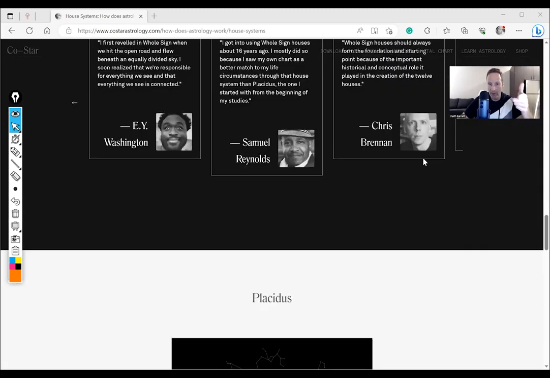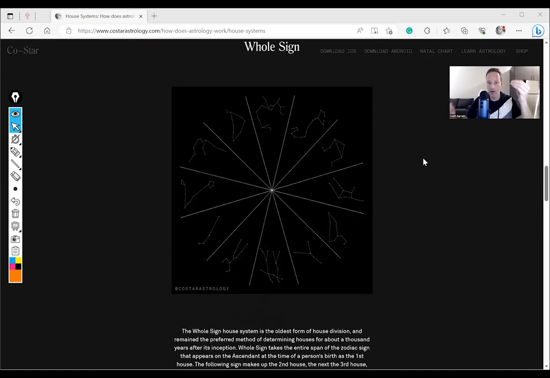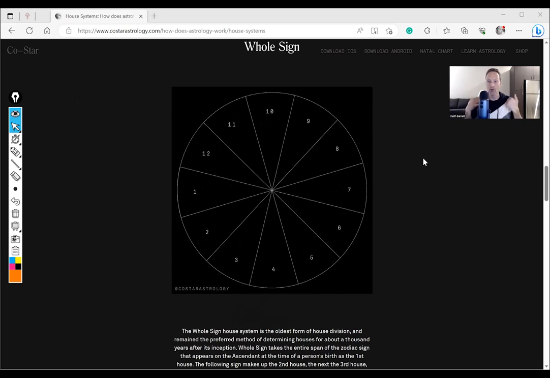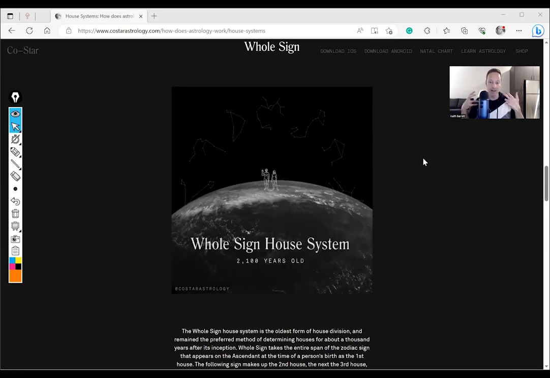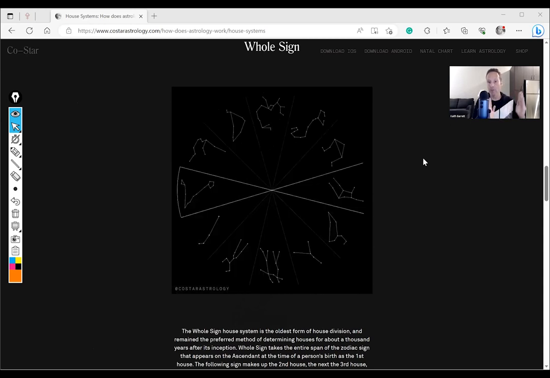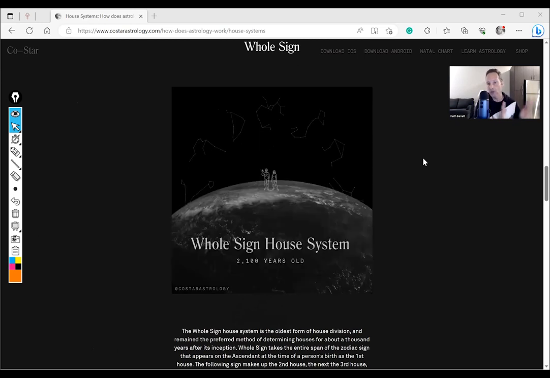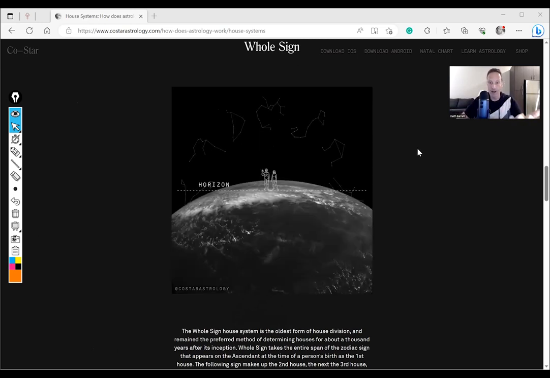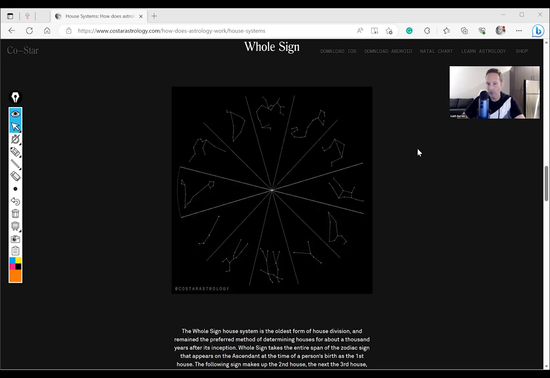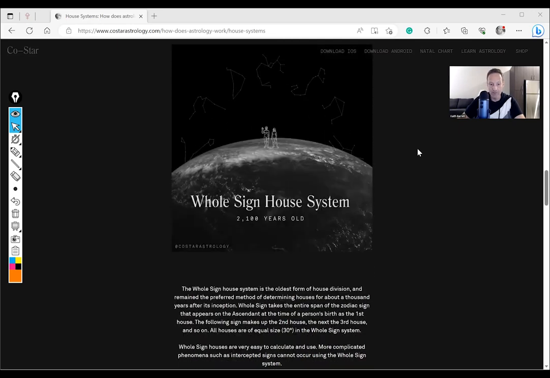And the other thing to note here with whole signs is each one of the houses is 30 degrees, right? Where if you have Porphyry and Placidus, the energy bands of those houses will be modified. They'll be different sizes. They won't always be 30 degrees. They'll be 30 degrees or less. And so that's one of the other differences with whole sign: each house will be 30 degrees and it will be a specific zodiac sign.